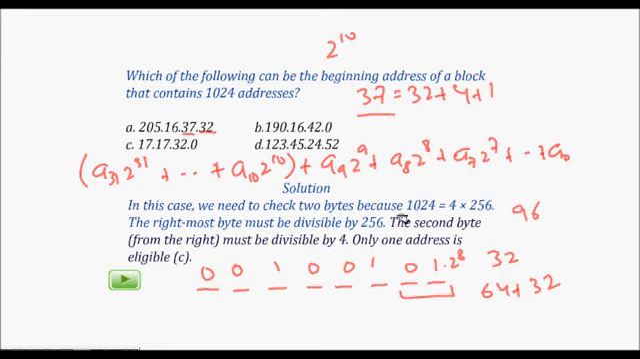So this number is 96, which is not divisible by 1024. Hence this overall number is not divisible, so this cannot be the beginning address. Let us check this one.